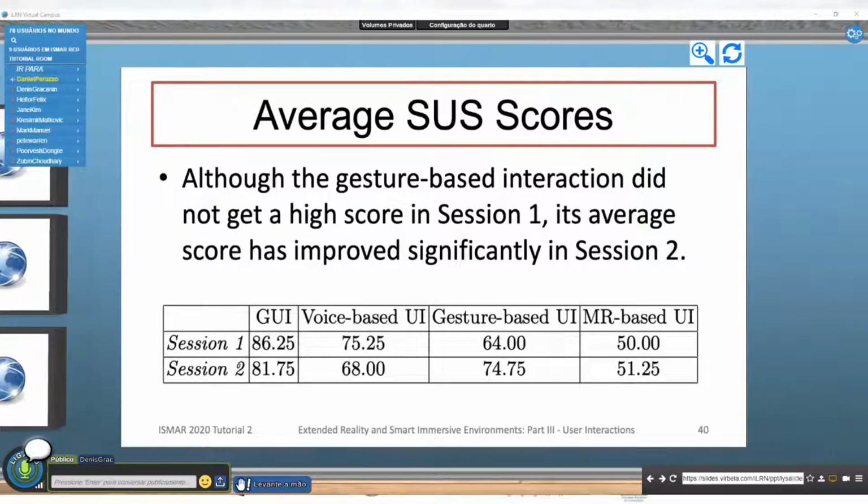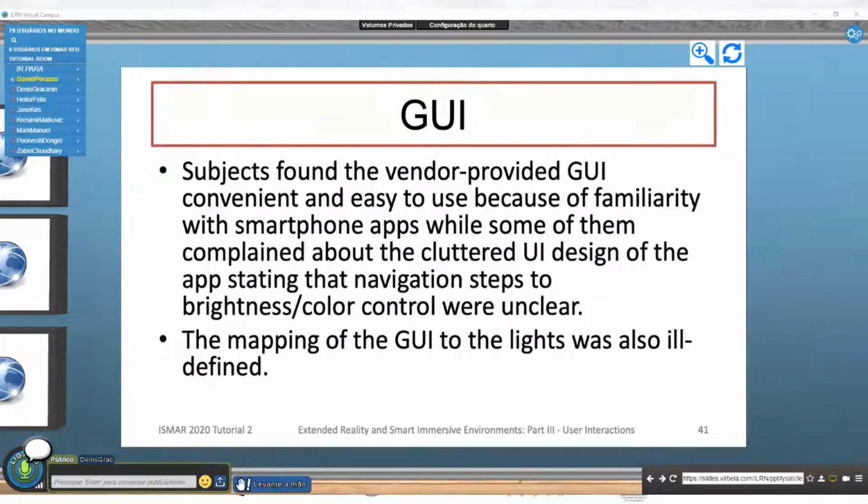So also looking at those average scores, we can see that from session 1 to session 2, in other words, from day 1 to day 2, the score actually dropped for graphical user interface and voice-based. However, it did increase significantly for gesture-based, and it remained more or less the same for mixed reality modality.